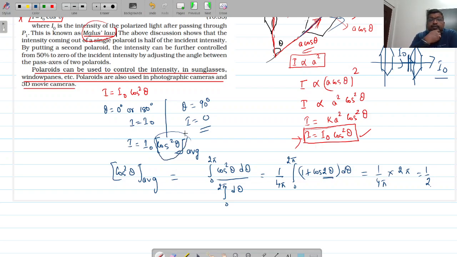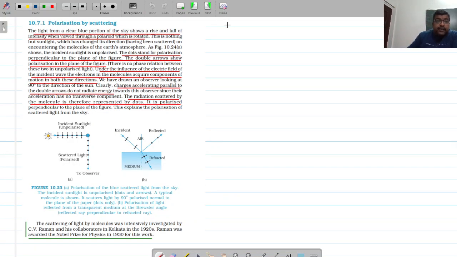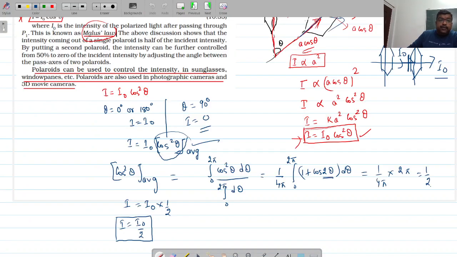You might have also seen this in the alternating current chapter. So the average value of this is half. So I is equal to I naught times half, that is, I is equal to I naught by 2. So the intensity is reduced to half. This is for unpolarized light. Now let's proceed further. So now we have understood what Malus law is.